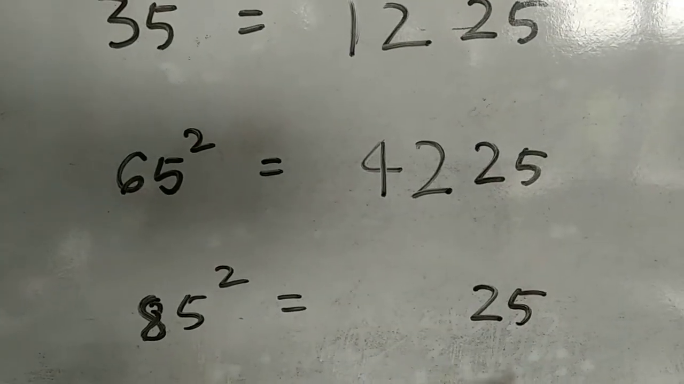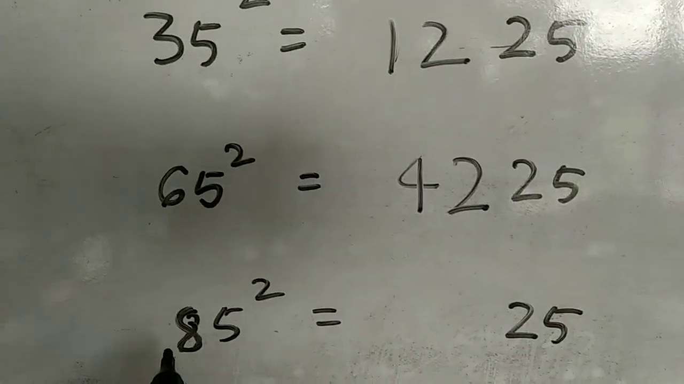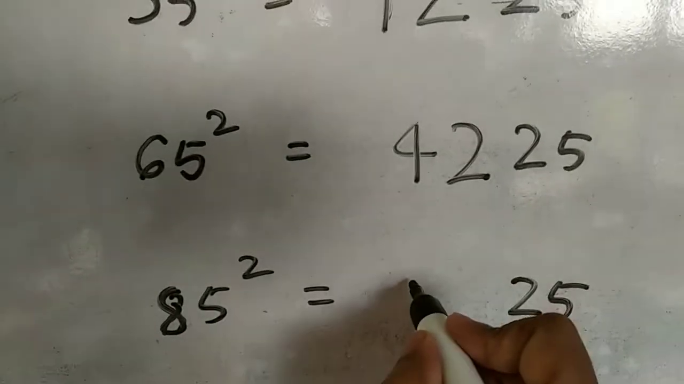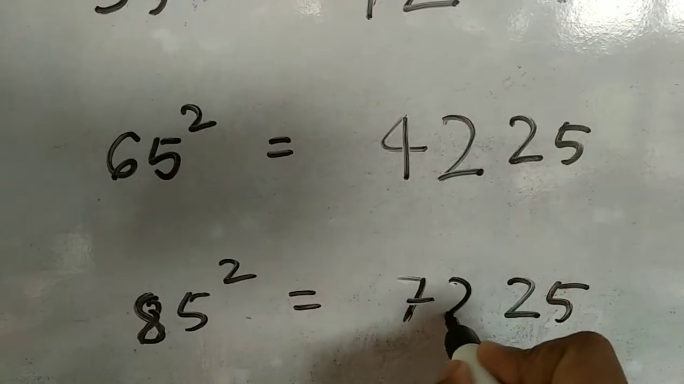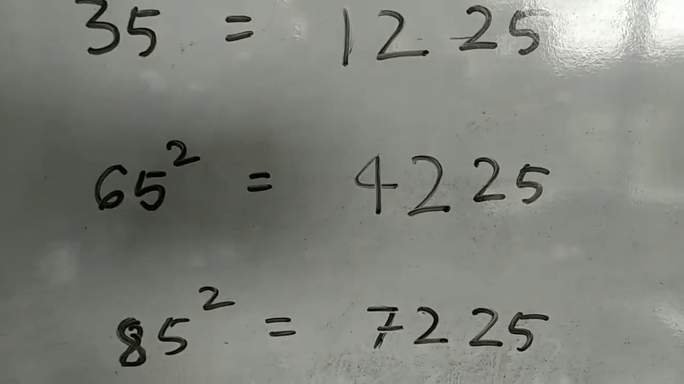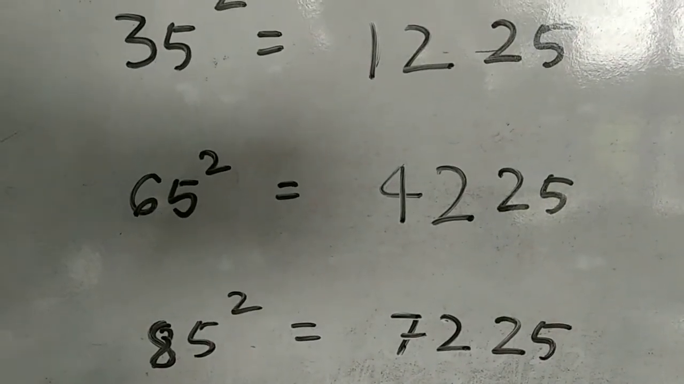85 square, last two digits will be 25. Multiply 8 with the next number 9, you get 72. So it's 7225.